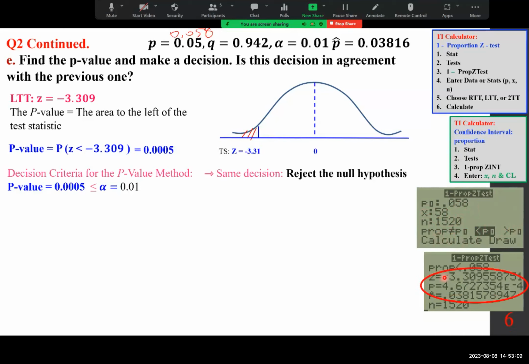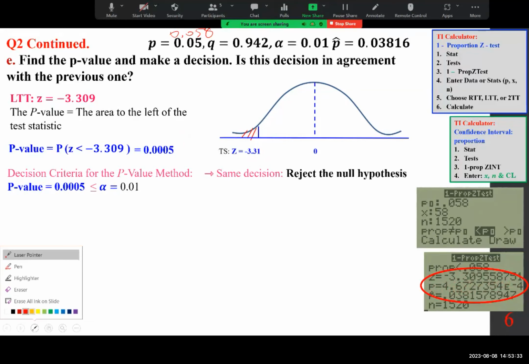Take a look at what it gives you. Number one, I want you to look at this Z. This is the value of the test statistic, which of course has a lot more decimals. Here's the p-value. I want you to see what the p-value is, and I'm going to write that. This means 4.673. Let me just write that.